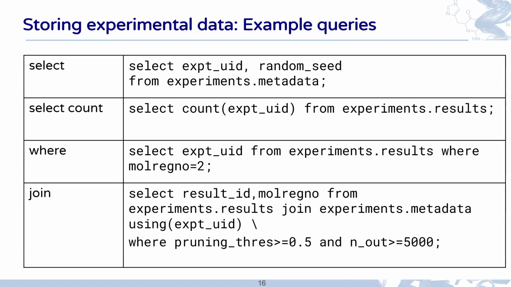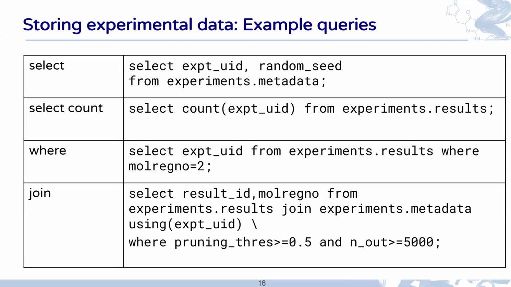So for a select, that seems quite basic. That would just be a query asking for all the experiment UIDs and the random seeds from the experiment metadata table. Then with select count, you could always check how many entries you have there in the experiment results table. Then you can get exact experiment UIDs where the local registration number is 2.